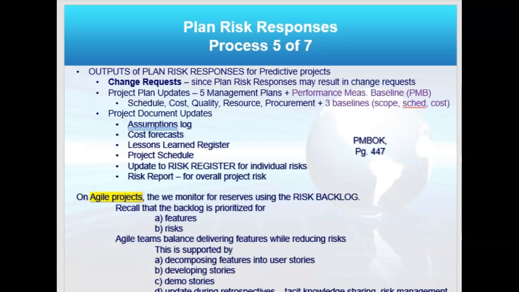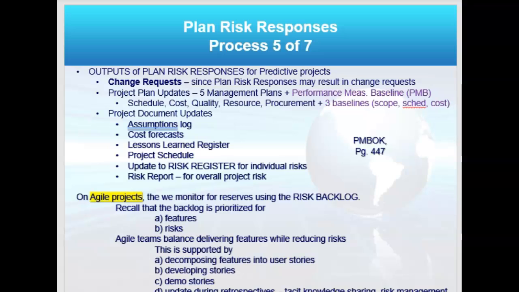Now my outputs. My outputs, when I plan risk responses, change requests. That's a natural one. Think about it. If I just asked for contingency reserves, now I need to do change requests to go back and update my budget, right? And I might have to go back and update part of my schedule or scope. Change requests are a natural output of planning risk responses. And of course, I'll update my project management plan and my documents.